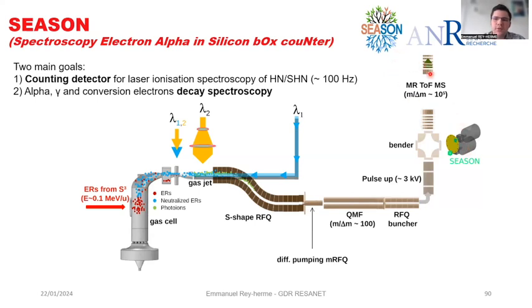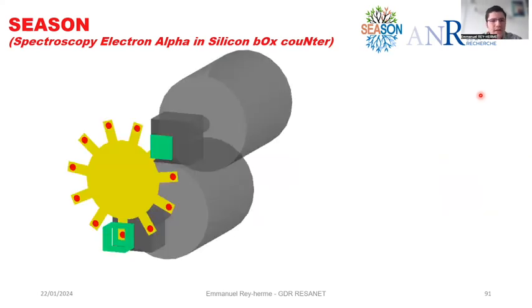And there is also a mass measurement MRTOF-MS device to also perform measurement, especially in the case of longer-lived isotopes or cases that cannot be done with SEASON. So for that, if we take a closer look at the detector, we have the laser ionized atoms arriving here inside the main station, which is composed of 5 silicon detectors. I will come back to that later.